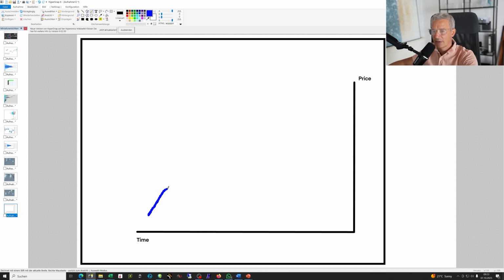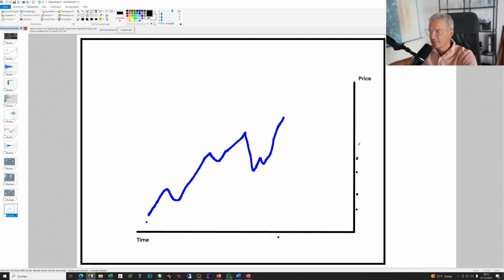Imagine that we have a price movement in a certain price range here, and this is how the price has moved. At some point, it started at time X and has now reached this point here at time Y. What else do I know? I know that this price movement took place at different price levels.